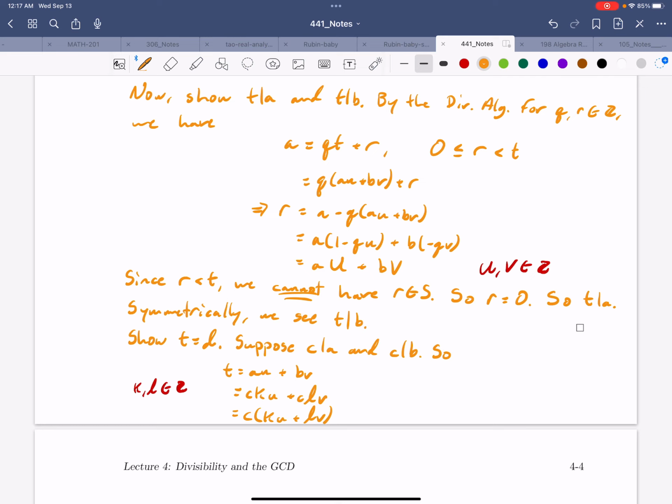So what that means then is that c divides t. And so c is less than or equal to the absolute value of t, except that we define t as being positive. It's the smallest element of S, just positive numbers. So actually c is less than or equal to t. So t is the greatest common divisor of a and b. Whoop, that's a d, not an l. There you have it.